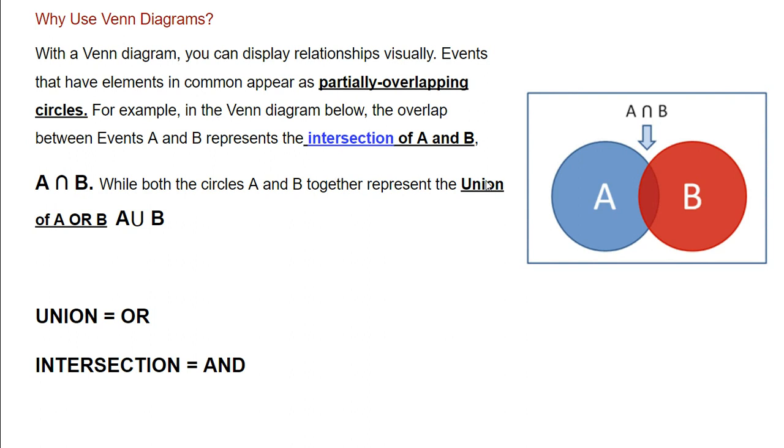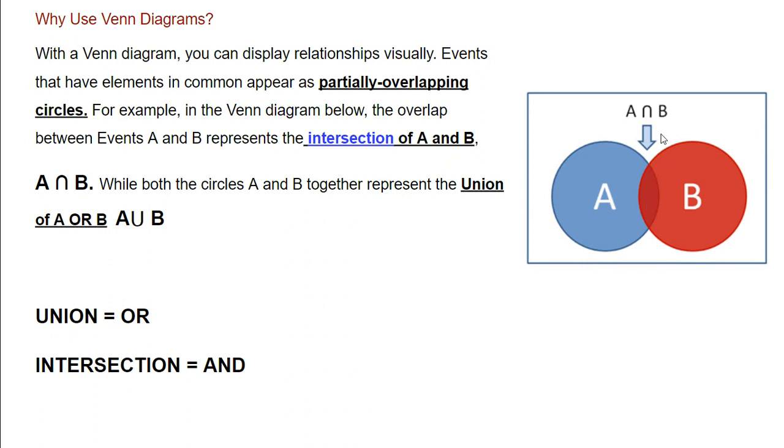With the Venn diagram, we can display visual relationships. If we have overlapping or partially overlapping circles, that indicates an intersection. This middle part here is the intersection of A and B, and that's the upside down U. That represents "and," so that's saying event A and B. If I was going to shop for a pair of sneakers and I wanted a pair that had red and black in it together, I would have them in the middle here because it would have both.